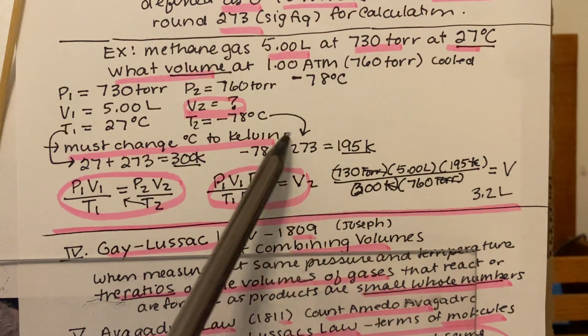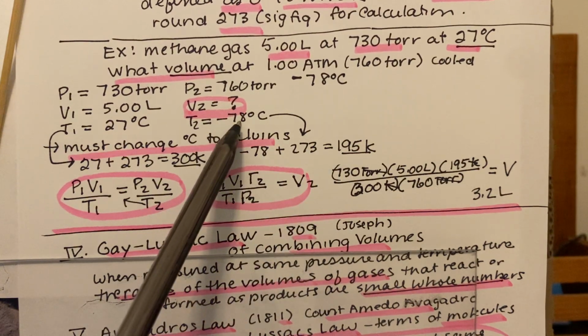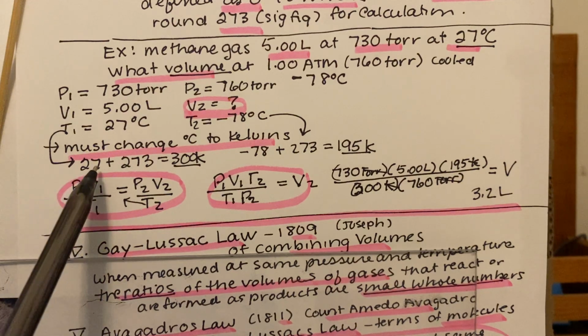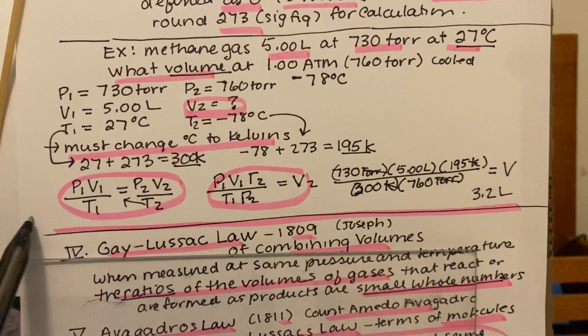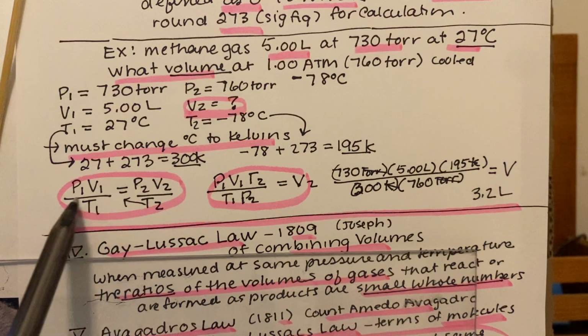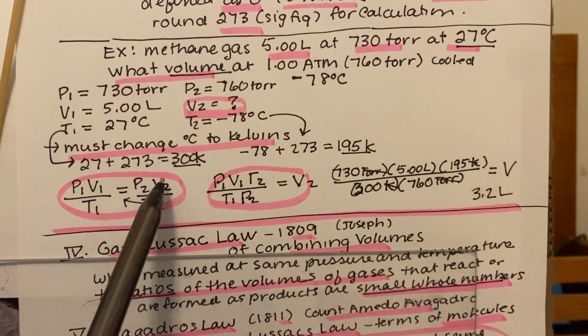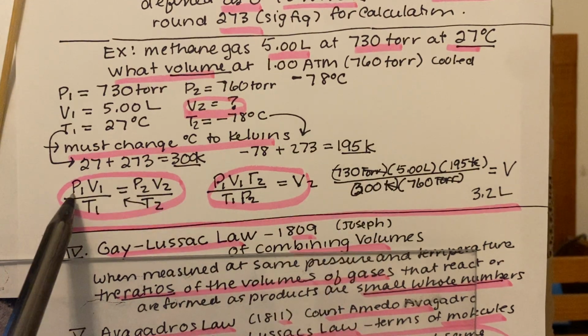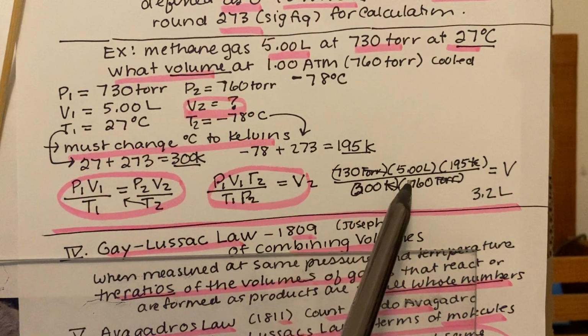So that's easy enough. So now we know what that temperature is. So that's the first thing we must do. And the next thing we must do is we have to fill in all of these. P1 V1 over T1 equals P2 V2 over T2. So we do that. So we put in 730 torr, P1, right there.